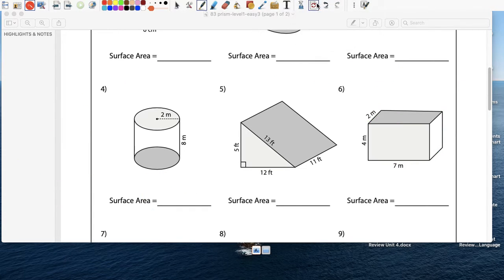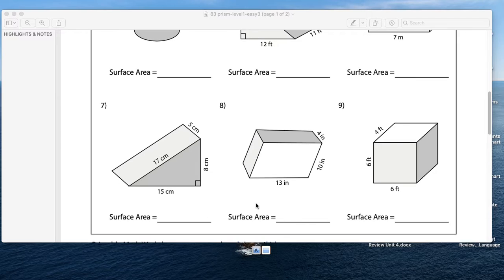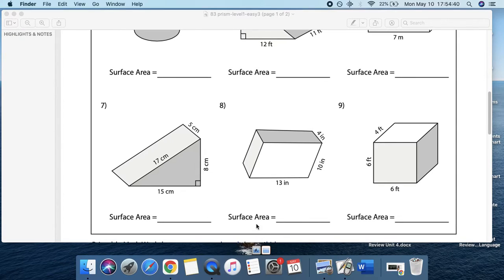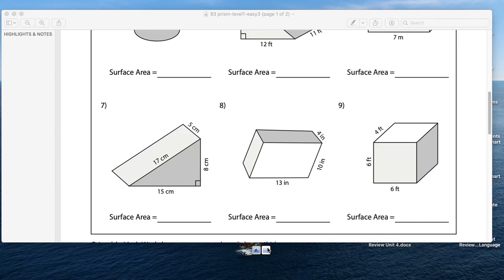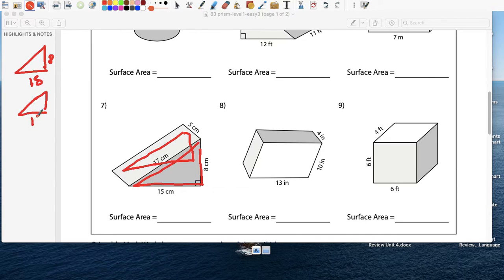Okay. That's 6. 7. Okay, another ramp. So let's do the triangle. One triangle over here. And notice there's another triangle in the back, right? So the base is 15, the height is 8. We have another triangle at the back. Base is 15, the height is 8. So half times 15 times 8.